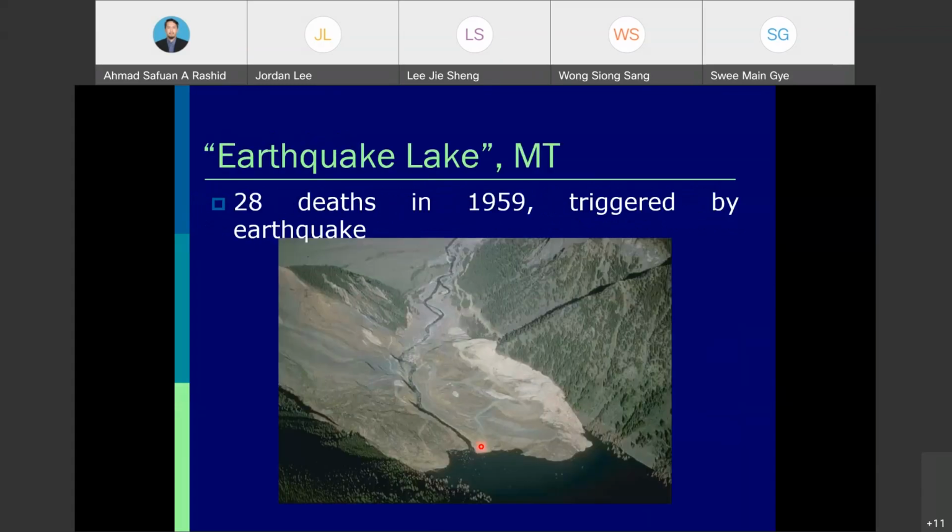So this example is due to the earthquake event. I guess this image was not captured in 1959, but this is the lake. Due to the earthquake in 1959, this area became a lake. There were 28 deaths in 1959.